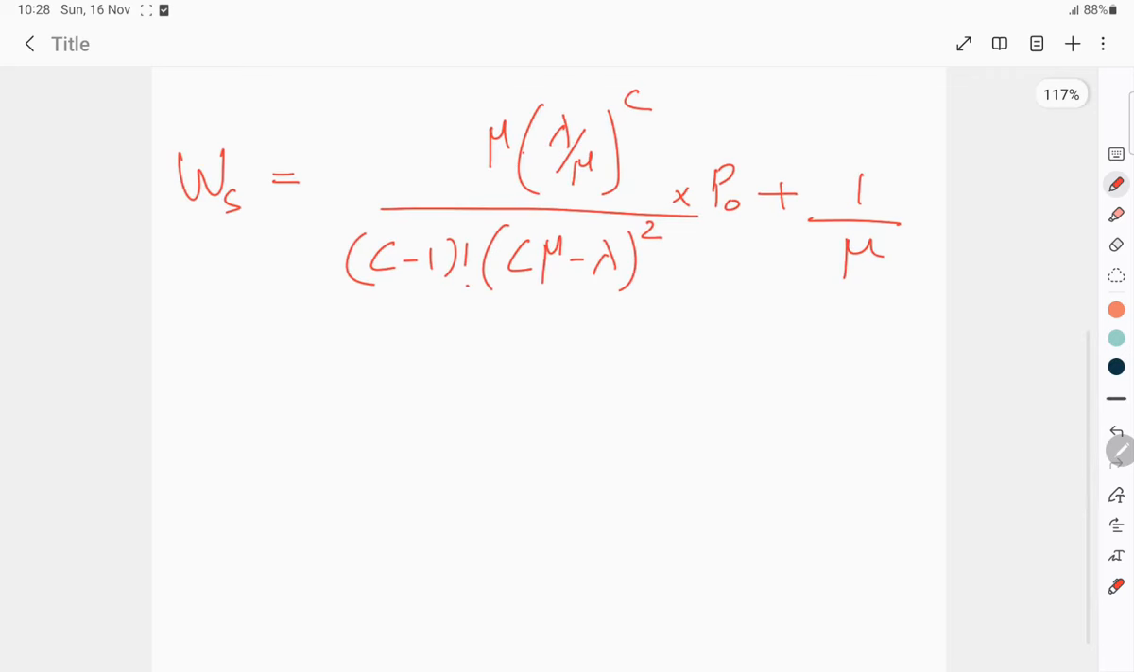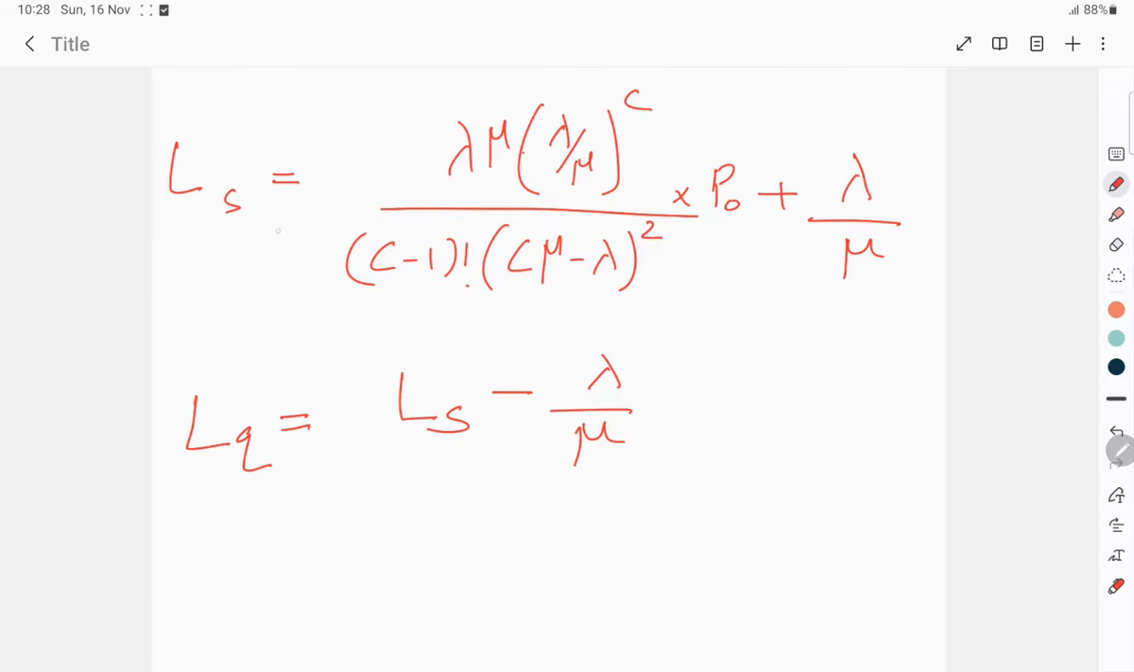Now to write LQ. LQ basically means the length of the queue. That is given by the equation LS minus lambda by mu. We know the equation for LS, so from that we have to remove the lambda by mu term. Removing this particular term will give you LQ.